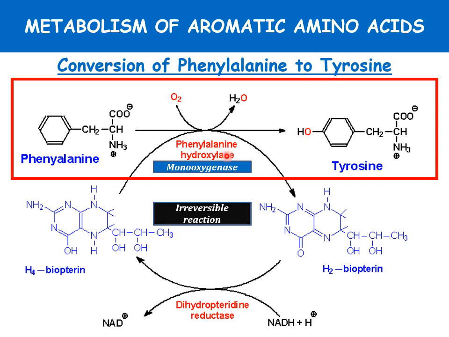Now, for the continuous conversion of phenylalanine to tyrosine, what we require is tetrahydrobiopterin. Once this tetrahydrobiopterin gets converted into dihydrobiopterin, it is reduced again with the help of dihydropteridine reductase, which utilizes NADH as a coenzyme. So it is very important when we convert phenylalanine into tyrosine. At that time we require tetrahydrobiopterin, and to keep this biopterin in a reduced state, we require NADH with the help of dihydropteridine reductase enzyme.